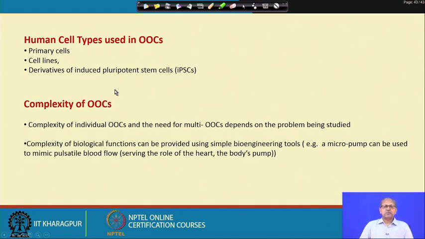Then, how much complexity should there be in organ on chips? It may be simple, it may be complex, but it depends on what questions we are asking. The complexity of individual organ on chips and the need for multi-organ chips depends on the problem being studied. For example, if you want to mimic the microfluidic structure for heartbeats, then a micro pump can be used to mimic pulsatile blood flow. How that pulsatile flow can be arranged in a fluidic platform, we have already discussed in our earlier lectures.